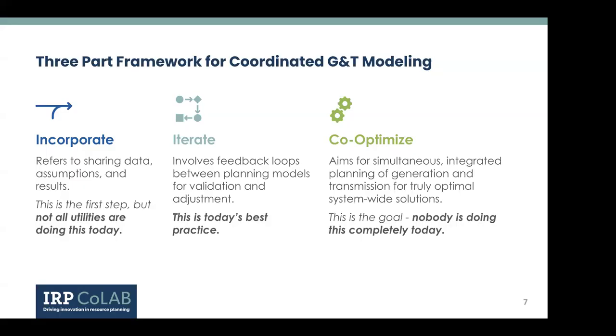So if we start with incorporate, that's simply sharing data and assumptions between the two environments. So sharing the same assumptions like load growth, or sharing the results of the outcomes of the individual studies across that divide. We would say that this is the first step of this framework, and we are not seeing all utilities implementing this today.